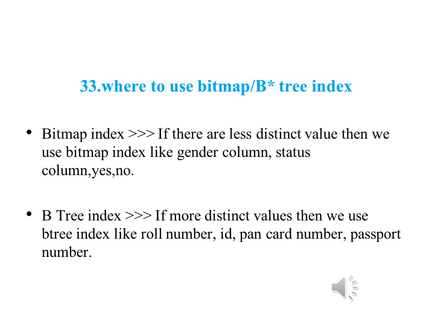Bitmap index, if there are less distinct values, then we will use bitmap index like gender column, status column, yes or no. Okay, so this can be repeated: where to use bitmap and B-tree index. Bitmap index, if there are less distinct values, then we will use bitmap index like gender, status, yes or no. B-tree index, if more distinct values, then we will use B-tree index like roll number, ID, PAN card, passport.